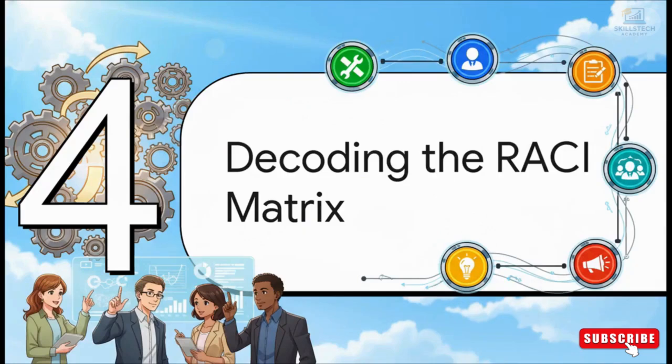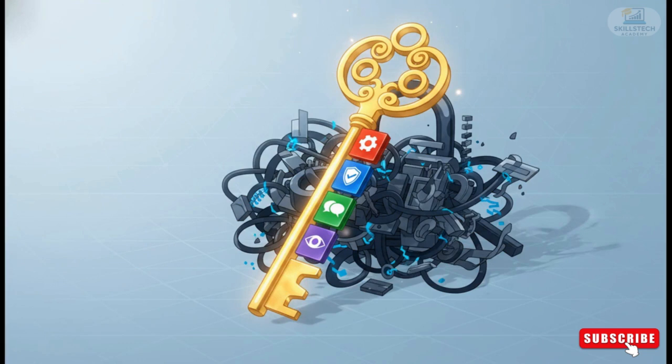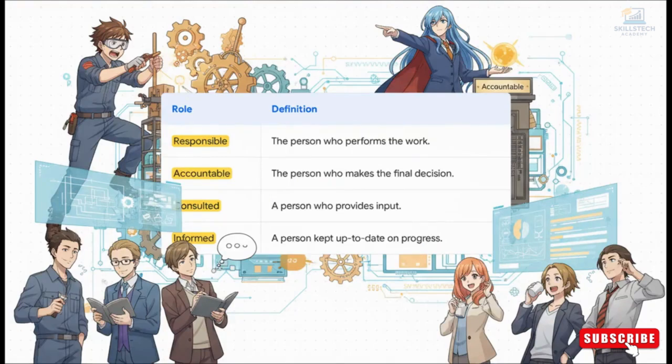Now, if you want to take your register from just helpful to incredibly powerful, you need to add another layer. A layer that defines exactly what each person is responsible for. And that, my friends, is where the RACI matrix comes in. RACI. This little acronym is an absolute game changer. It's the key to unlocking total clarity on who does what in your project. It stands for responsible, accountable, consulted, and informed. Let's break this down real quick.